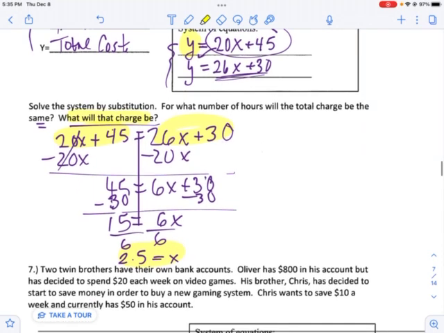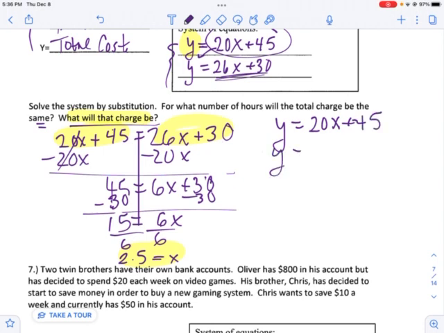Okay, Y equals what? 50 plus 45, and Y equals 95. So my ordered pair is 2.5 comma 95.